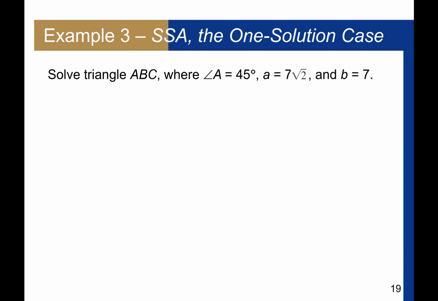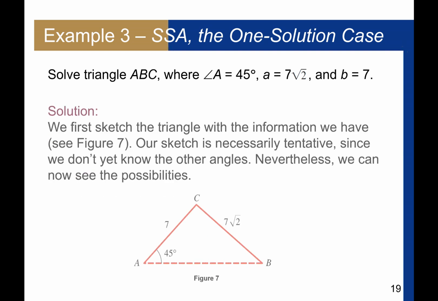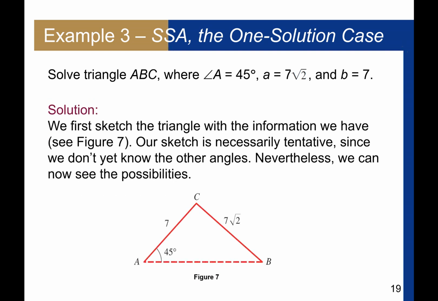Okay, suppose we have triangle ABC where the measure of angle A is 45 degrees, the length of side A is 7 square root of 2, and the length of side B is 7. Where do we start? We draw a picture. Now again, it doesn't have to be perfect. I don't want to take the time to figure out decimal approximations. I'm just going to sketch a picture. I'm going to try and make it reasonable and make that 45-degree angle look like a 45-degree angle.